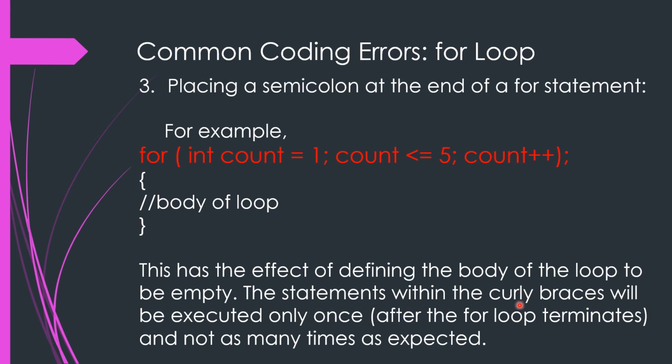The statements within the curly braces will be executed only once, because here the test condition will be tested once and then it will proceed to the updation part, means count plus plus, but after it the condition is stopped because we have put the semicolon here. So it means that we have finished or terminated this statement here only, so it will not proceed to the body of the loop again. It will only execute it once and not as many times as we wanted. So this is why we should not put semicolon at the end of a for statement.